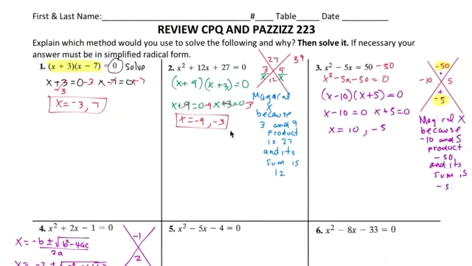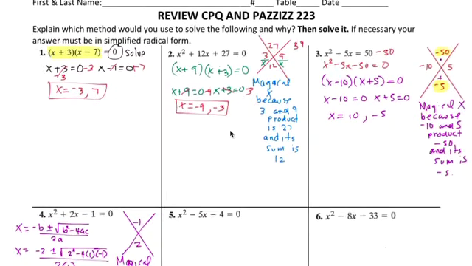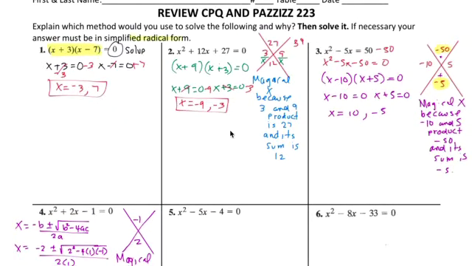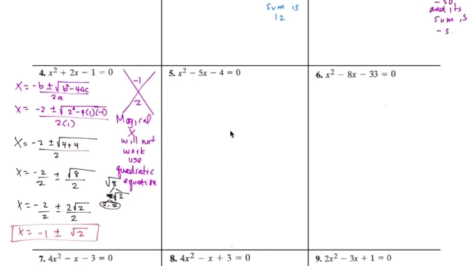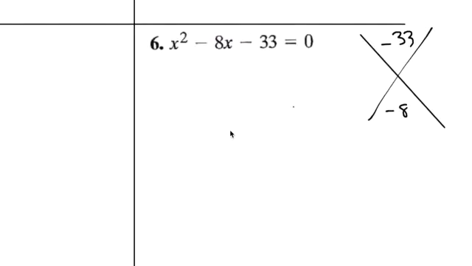Here it asks, what method would you use and why? Then solve it. If necessary, answer must be in simplified radical form. No decimals. Okay, let's do 6. This is negative 33, and this is negative 8, right? The product, 33 and 11. Hey, that makes 8, right? Yeah. So we get negative 11, so the answer is negative 11 and 3 here.